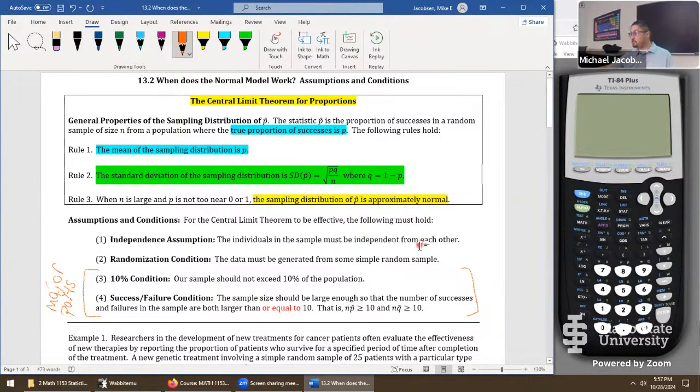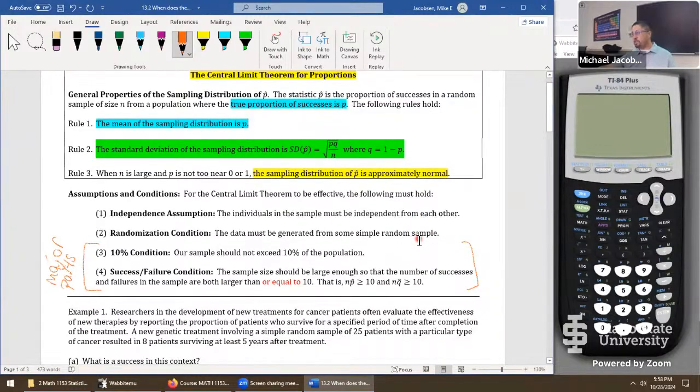Okay, so here's how the problem goes. Example 1 says, researchers in the development of new treatments for cancer patients often evaluate the effectiveness of new therapies by reporting the proportion of patients who survive for a specified period of time after completion of the treatment. And that kind of makes sense. Cancer is one of those things where you might feel great for a while, but after 3 years, something can come right back.